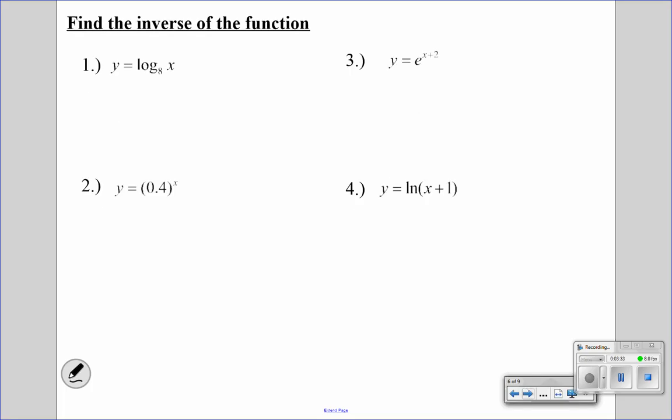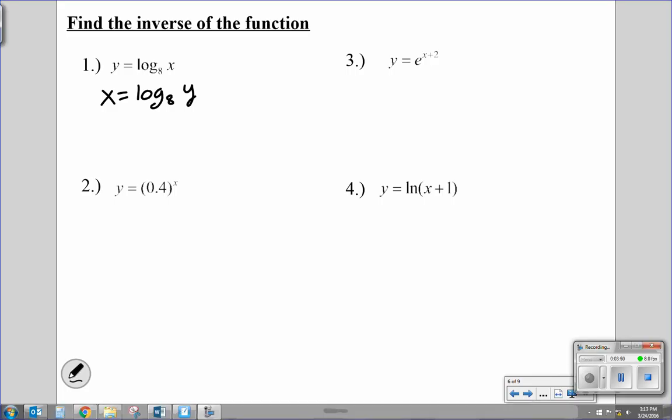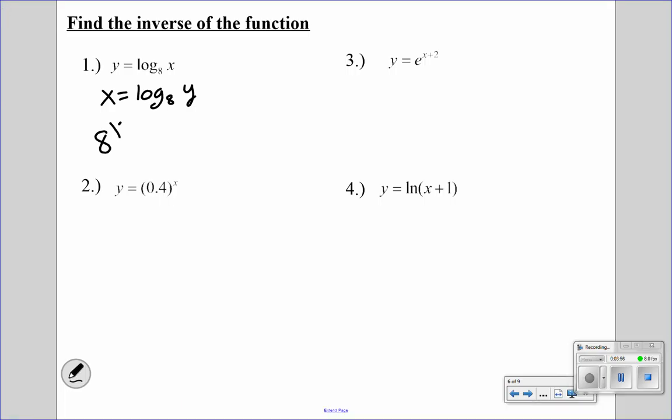Now we're going to find the inverse of trig functions. Not trig functions, logarithmic functions. In order to do that, the first thing we're going to do is switch our x and y. So we have x equals log base 8 of y. Now we need to solve this for y. So to solve this, we can switch this to exponential form. This can be rewritten as 8 to the x equals y. And so now we have our inverse.